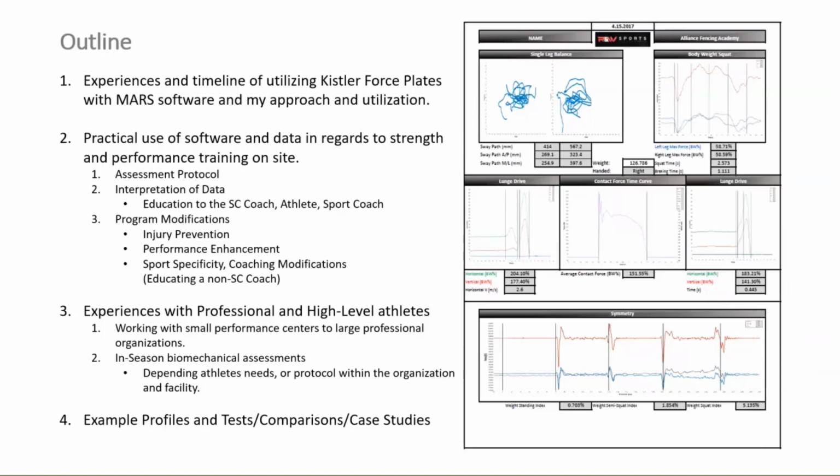just telling the strength coach what we're finding out, and I can leave and he can adjust his program accordingly, where I'm not working directly with the athlete. Injury prevention, performance enhancement, and again, sport specificity and coaching modifications. I've had experience with high-level athletes from Olympians all the way down to high school and anywhere in between.